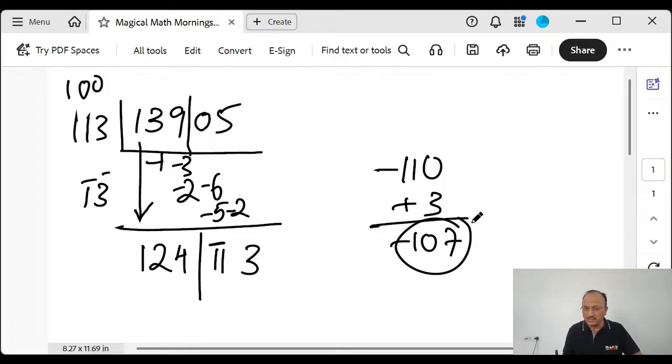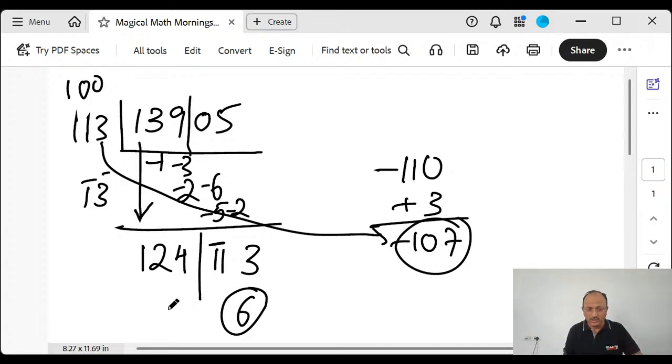Now minus 107 is the negative remainder means what? You subtract from this and we'll write. How much is the difference? It is 6. 6 is the actual remainder. But because we had borrowed 1 here, we'll be writing 123. Subtracting 1, we'll write 123 as the quotient. Now I think you understood, correct?